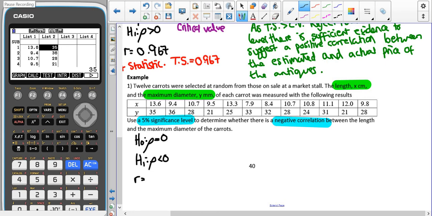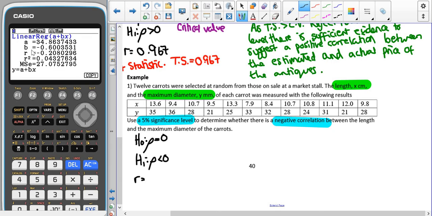So now I've typed my values into my calculator. I go to calc, reg, x, a plus bx. And remember, it's the r value that we write down, and this time it's minus 0.208 to 3 significant figures. Now you need to be careful because in some of the functions on the calculators the minus signs are quite small. Always make sure that you double check to see if you have got a negative sign. So just as we did last time, this is our test statistic.